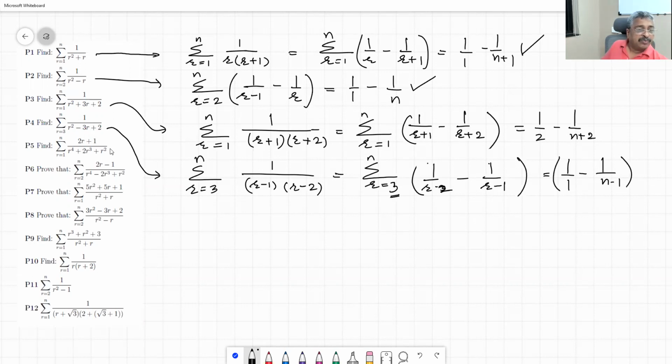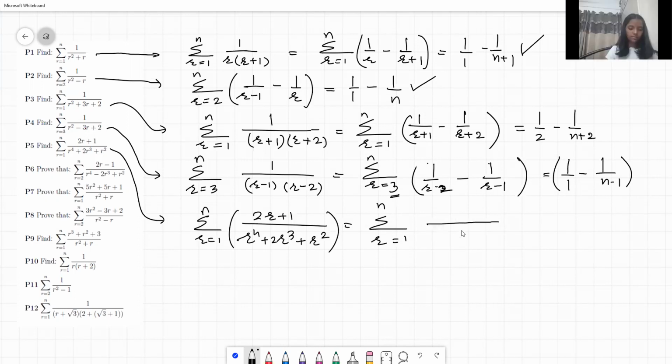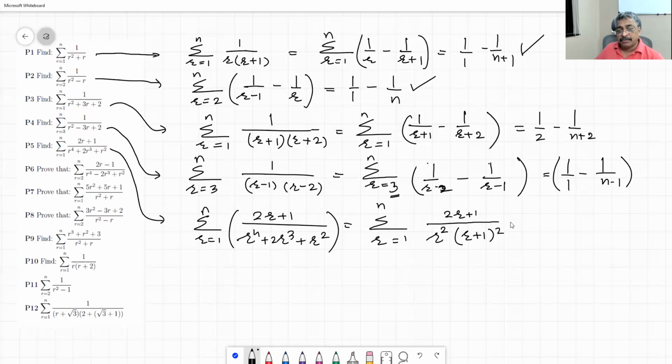Okay. Now fifth. This is the fifth term. Sigma r goes from 1 to n, 2r plus 1 upon r fourth plus 2r cube plus r square. So the first thing that you must do is factorize the denominator. What are the factors of the denominator? r square and r plus 1 square. Numerator is 2r plus 1. These are easy problems because whatever numerator is generated is given in the problem.